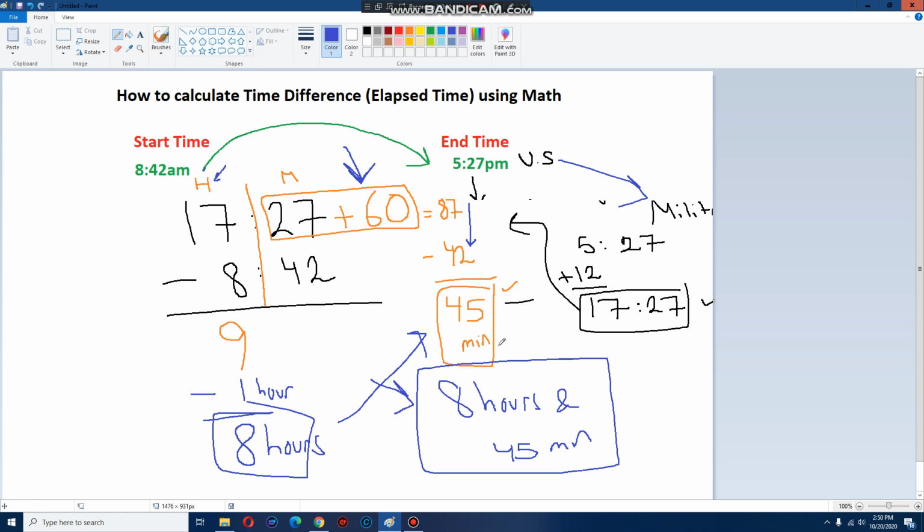The elapsed time between 8:42 a.m. to 5:27 p.m. is 8 hours and 45 minutes. And this is basically how you find time difference using math skills.